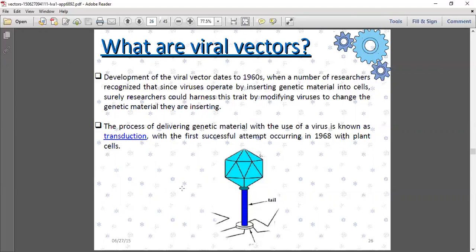For example, one of the sayings is that in Wuhan, when they tried to do something like this with a virus, it was spread harmfully or by mistake. Like with COVID, some rumors are present like this. So this is the lab work that has been taking place. The process of delivering genetic material using a virus is known as transduction, and the first successful attempt occurred in 1968 with plant cells.